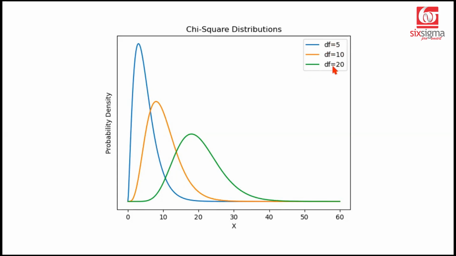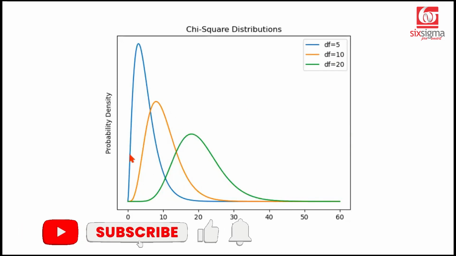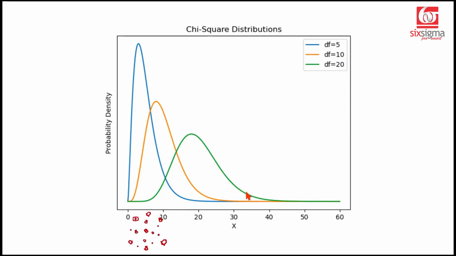And as we continue to increase the degrees of freedom, you can see that the chi-square distribution tends to become more and more symmetrical and bell-shaped. Degrees of freedom 5 indicates it's a right-skewed distribution. 10 indicates still a right-skewed, but even now at degrees of freedom 20, it's a bit right-skewed, but you can see it's attaining more and more symmetry.